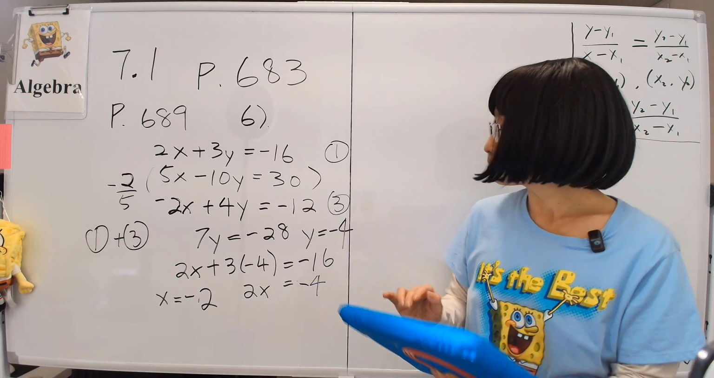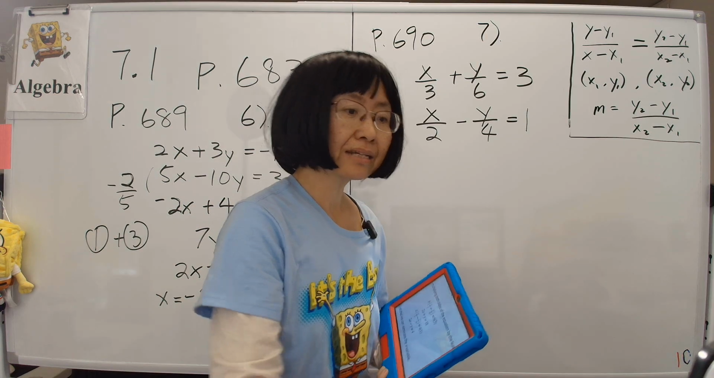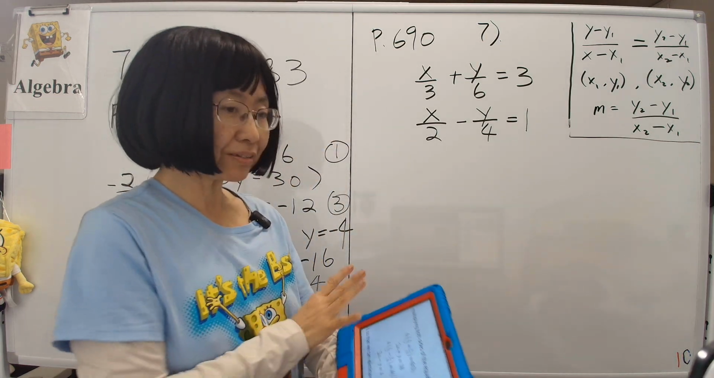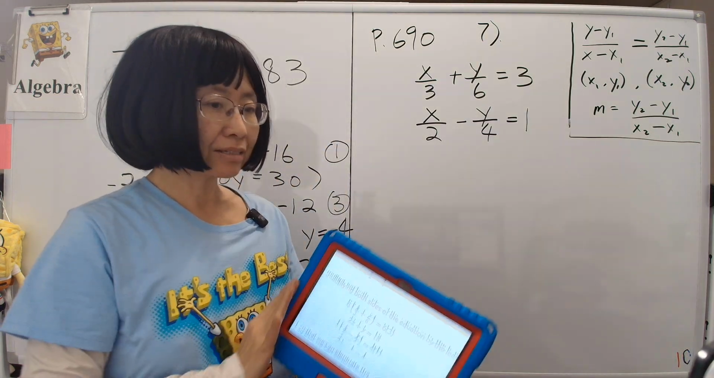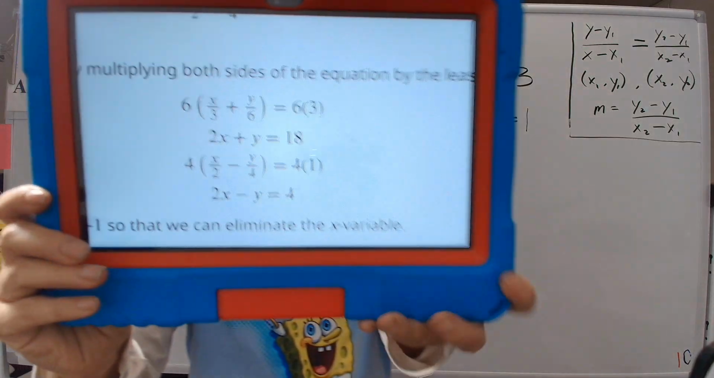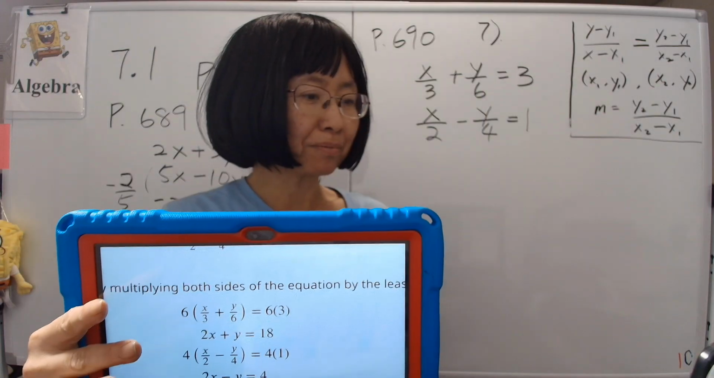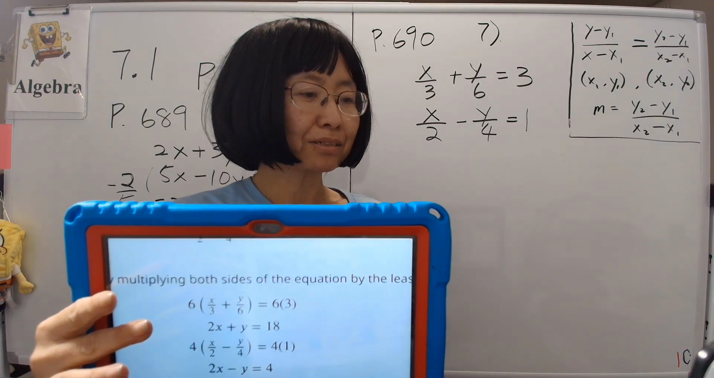That is example 7. Okay, let me write that down. Next, let's look at example 7 on page 690. So we have this particular example there, right? And what your book wants you to do is multiply these things. The only trouble with this problem is that it has fractions. So what do we do?